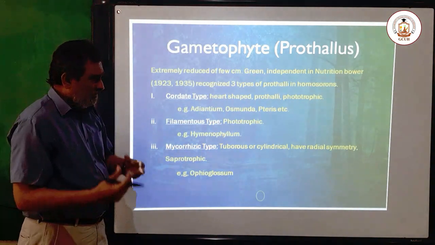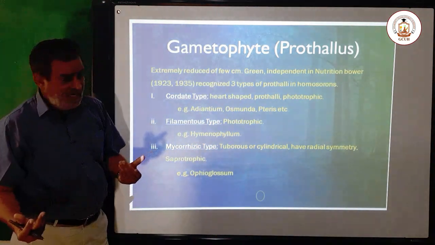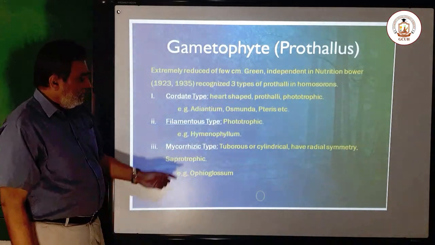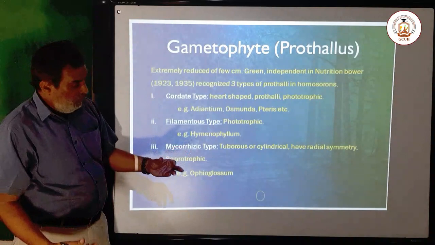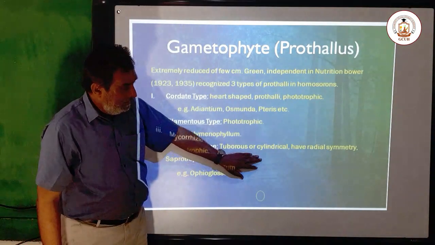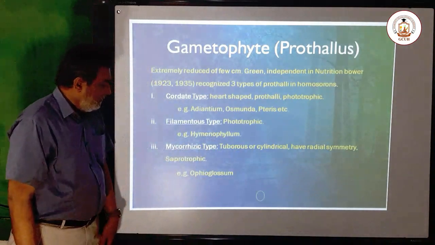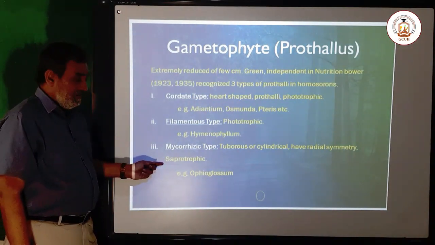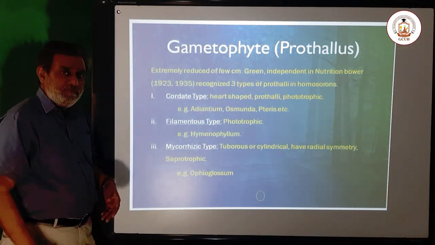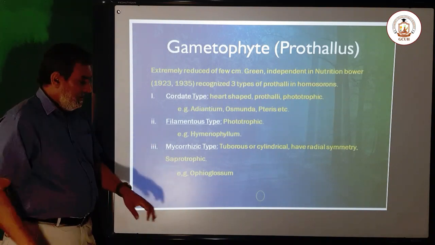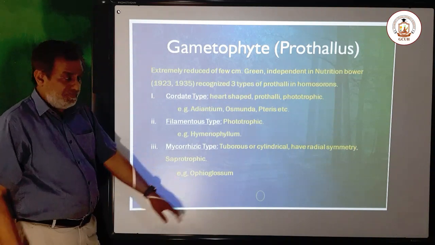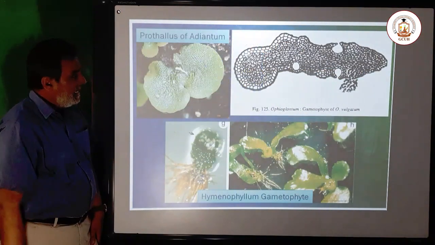It's smaller in size, but they are phototrophic, green in color. The mycorrhizal type is tuberous or cylindrical, has radial symmetry, but is saprotrophic. Saprotrophic means they live with someone, get their food from it, and one example of it is Botrychium. Now, we can see the diagram.